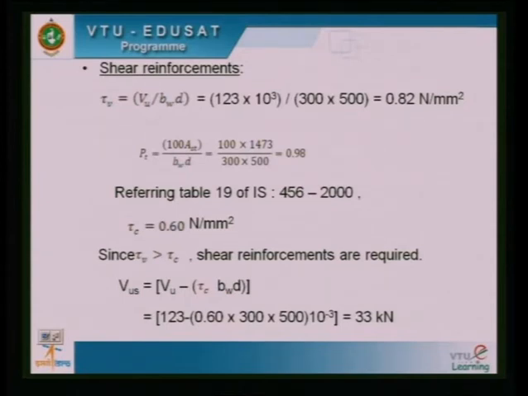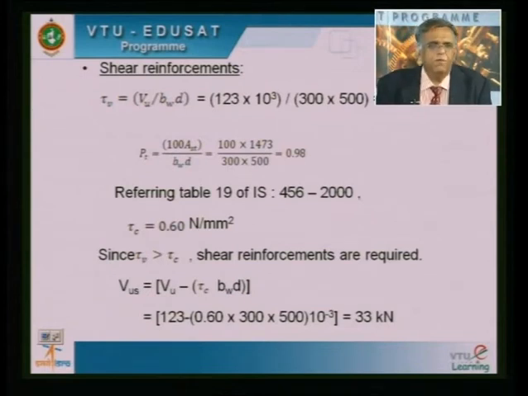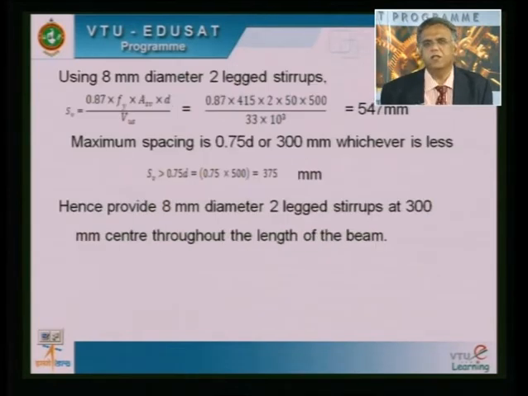So please try to calculate the value of VUS. VUS is the balance shear force for which the design has to be done, and that is nothing but equal to the nominal shear force VU minus the shear force taken up by the concrete. VU minus tau C into BW into D gives us the value of VUS. So this has come to 33 kilo Newtons.